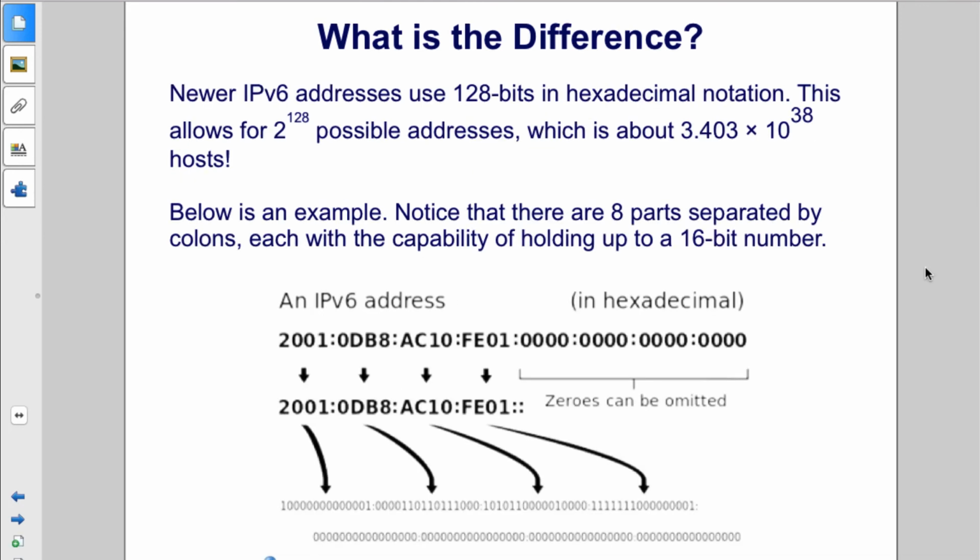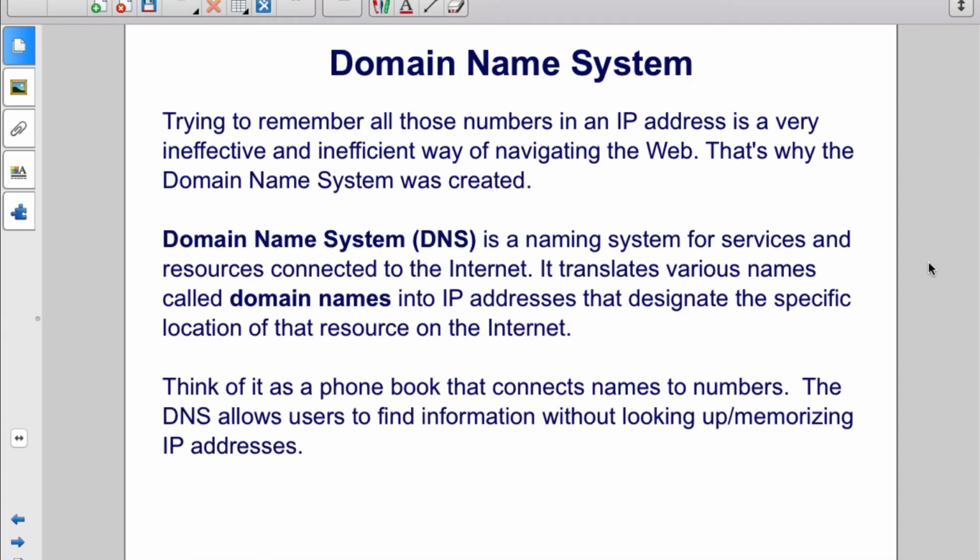Newer IPv6 addresses use 128 bits in hexadecimal notation. This allows for 2 to the 128th possible addresses, which is about 3.4 times 10 to the 38 hosts. Below is an example. Notice that there are 8 parts separated by colons, each with the capability of holding up to a 16-bit number. Trying to remember all those numbers in an IP address is a very ineffective and inefficient way of navigating the web.